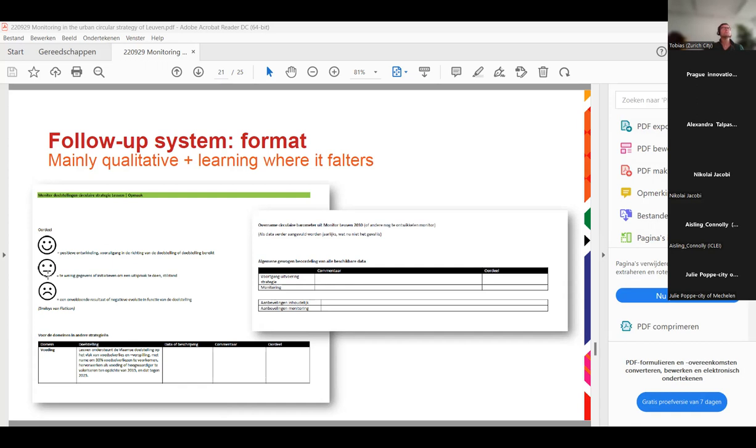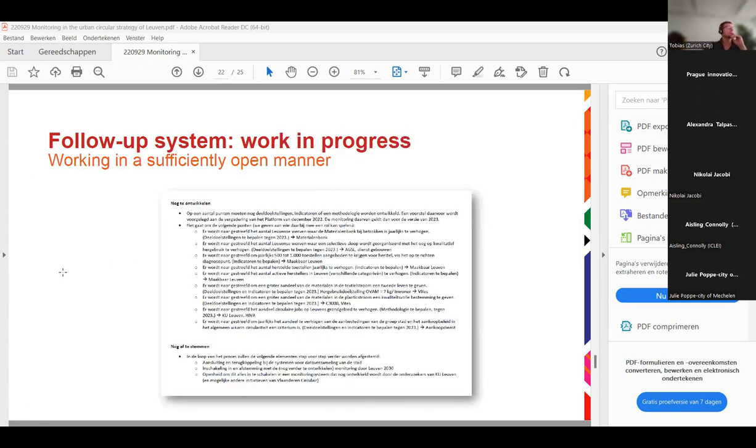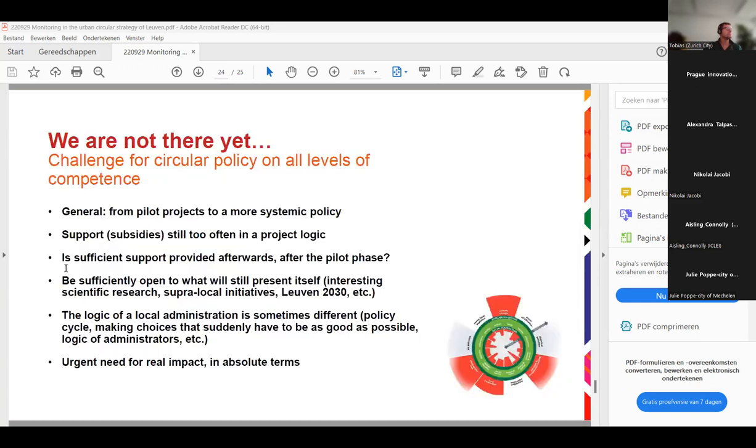And the monitor itself is an aim in itself. We try to see whether it was useful or not. And we also have a list of all the things that still have to be done, because lots of elements are not very concrete. There is no idea yet for some elements what kind of indicators we will have to use. So this will be something we do also year by year, try to fill in the gaps.